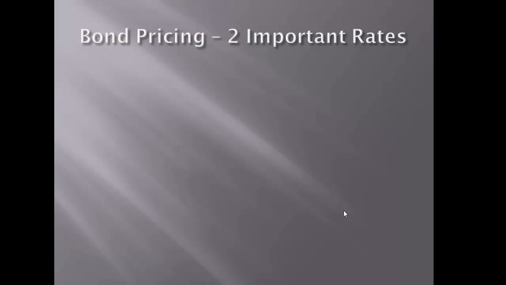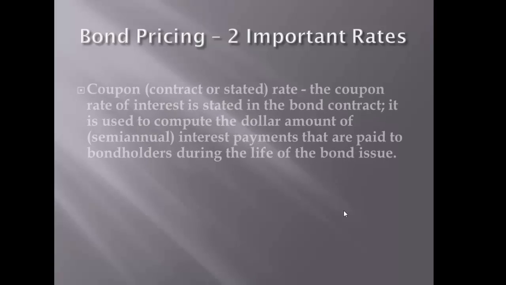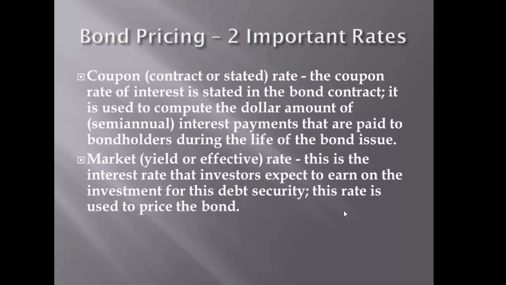Now, bonds are an effective way to borrow large amounts, as the bond issuer pretty much borrows money from any investor who purchases its bonds. Now, there are two important rates in bond pricing. The coupon rate is the rate specified on the face of the bond. It is used to compute the amount of cash interest paid to bondholders, who are pretty much the bond investors.